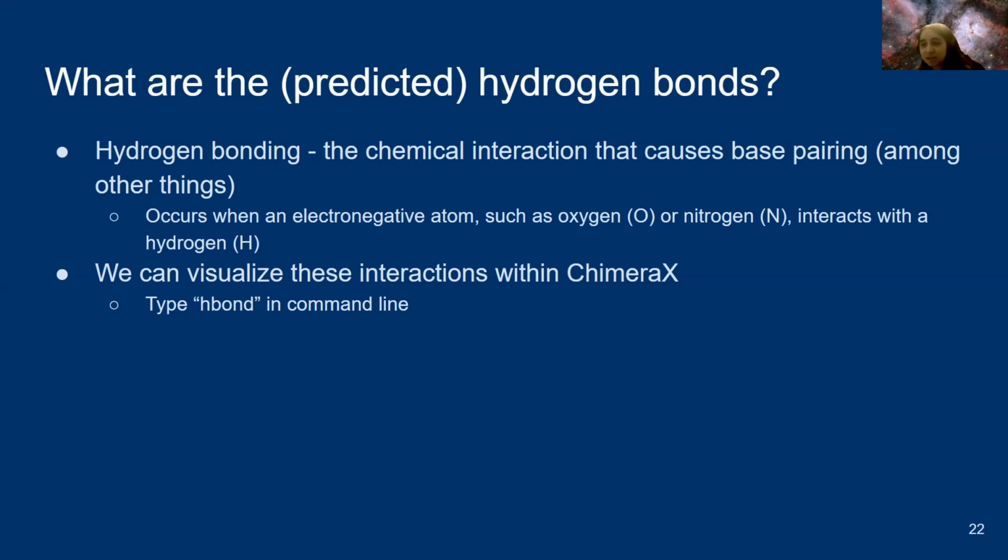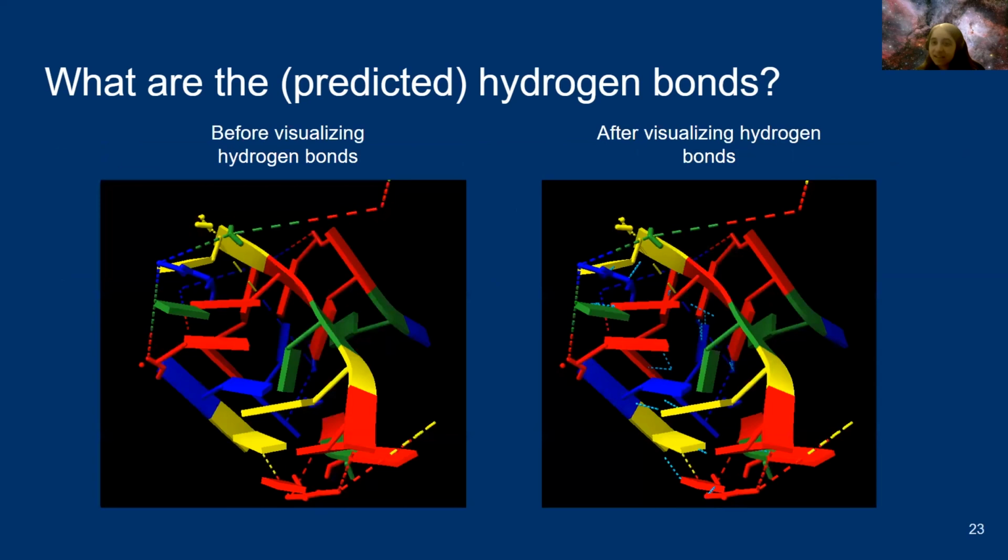And you can visualize these interactions within ChimeraX. It's a very simple command. If you type hbonds into the command line, then some hydrogen bonds pop up. So this is before I typed the command. This is after I typed the command.